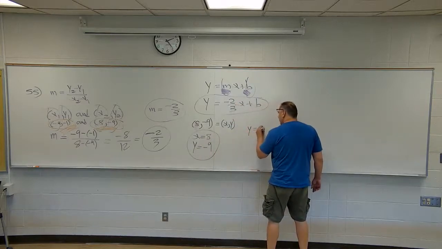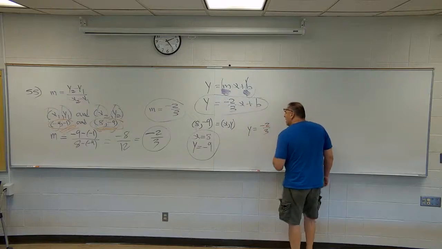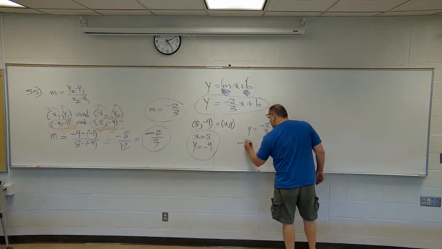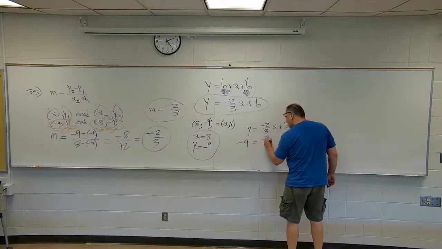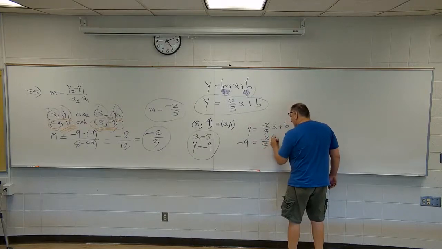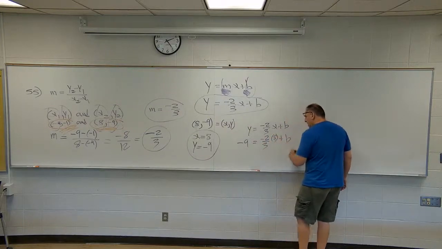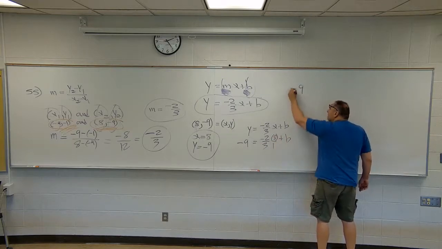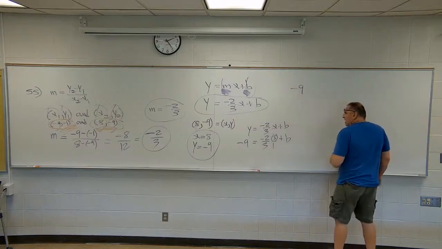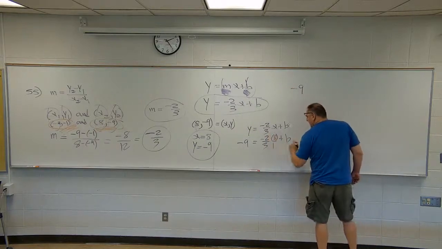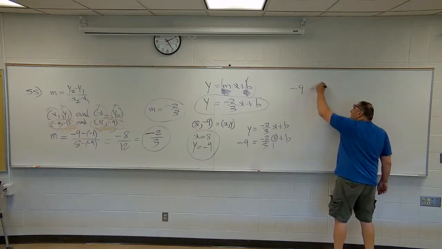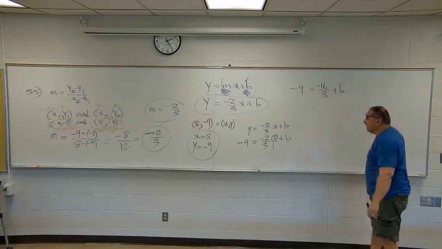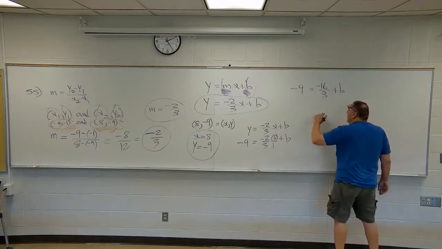Y equals negative 2/3 x plus b. Put negative 9 right here. Put 8 right here. Put b right here. You got negative 9. Let's see what we got here. Negative 2 times 8 is negative 16. Plus b. Add positive 16 over 3 on each side.